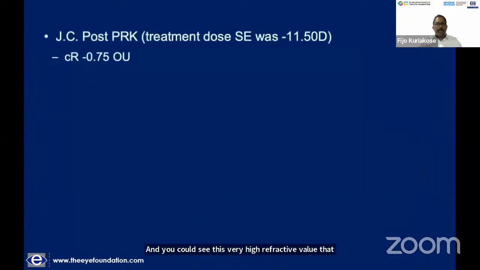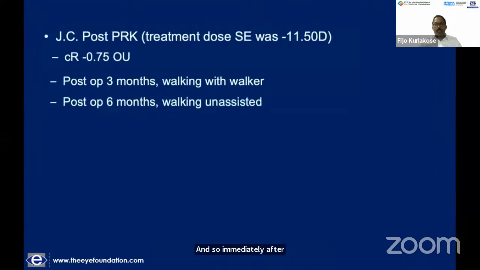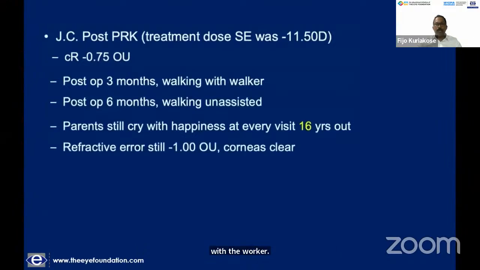And so immediately after the surgery, she had a refractive error of minus 0.75. After 3 months, she comes in walking with a walker. She had never walked before in her life. She's smiling, she's not scared of anyone, and 16 years out, her refractive error is still stable, minus 1 in both eyes with clear corneas.